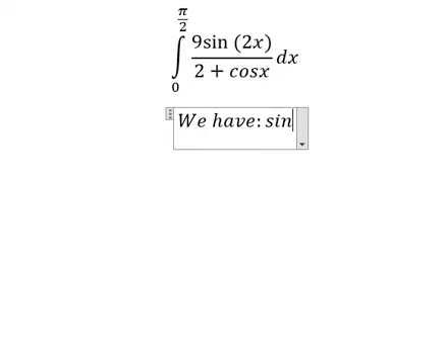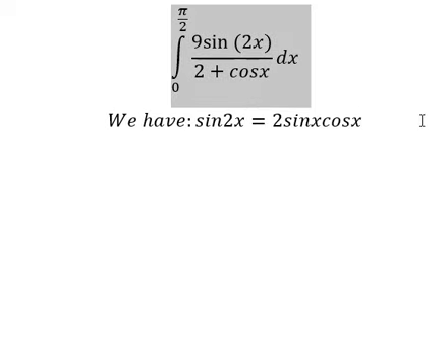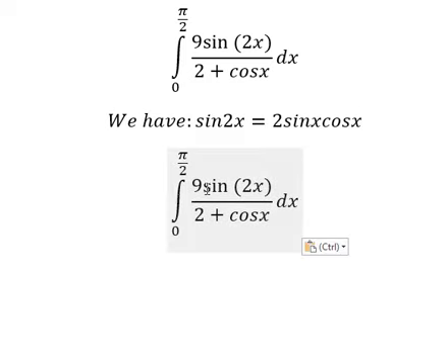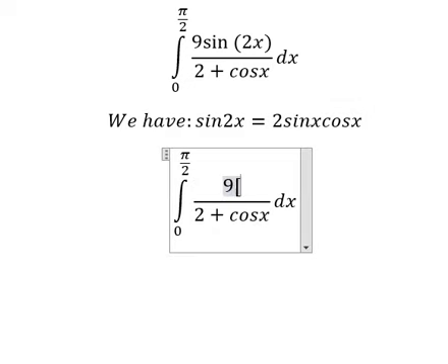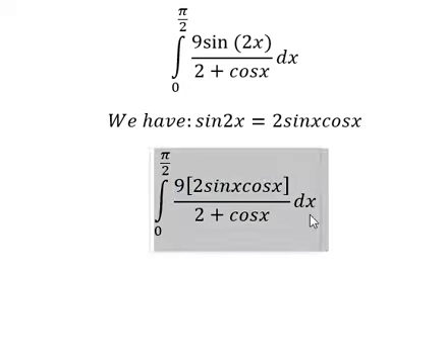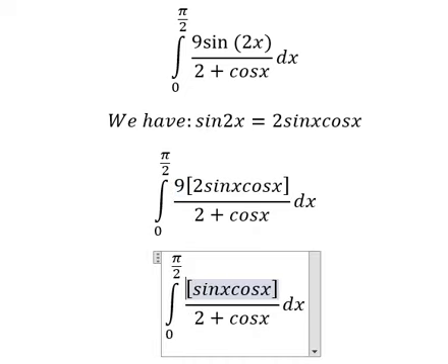So sine 2x, that is about 2 sine x cosine x. So we need to transform this one into this one. So number 9 and number 2, we have 18.